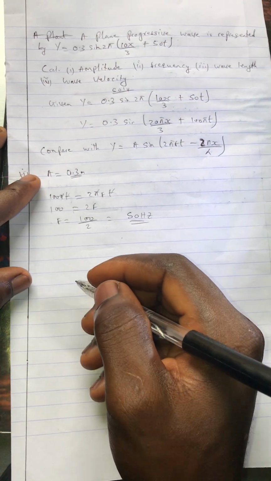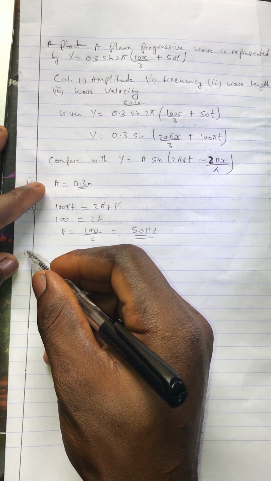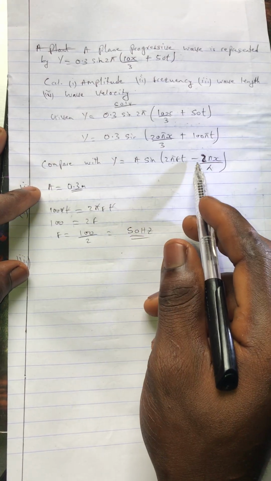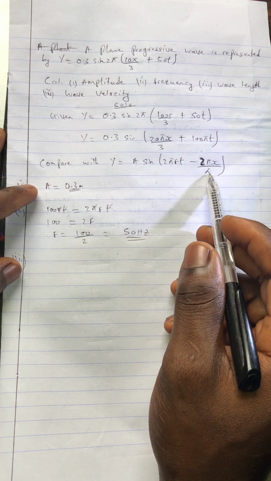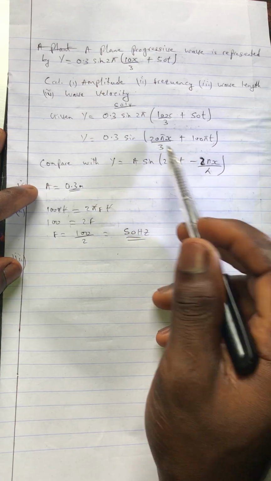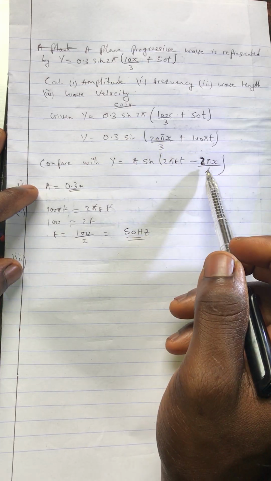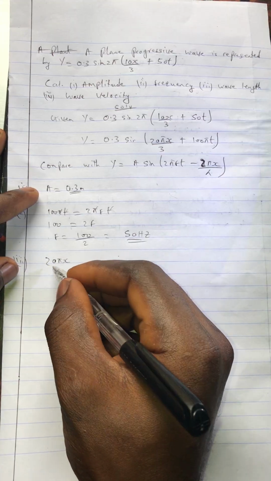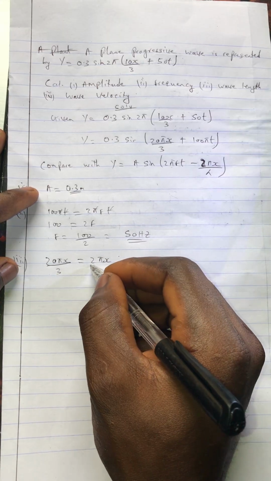Now, this third one is the wavelength. It told us to find the wavelength. The same thing, we are going to compare. In our own equation, this is where we have our wavelength, lambda. We have 2π x over lambda. Now, trace it back to the given equation. Where do we have something similar? This is it here. You have 20π x over 3. You simply just compare the two of them. 20π x over 3 is equal to 2π x over lambda.